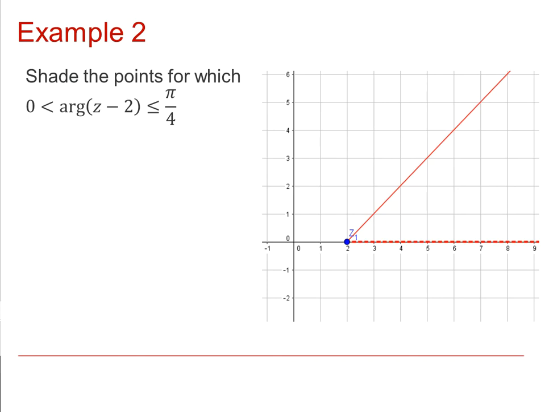Now the region that we require is above the real axis, so it's those values of y which are greater than 0, but below the line which is radiating out at pi by 4. That line there, if we look at the equation of that, is y equals x minus 2.